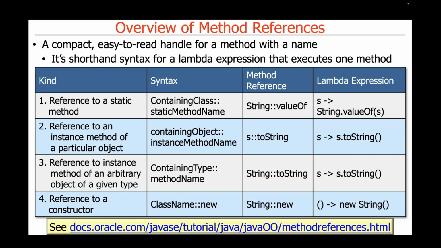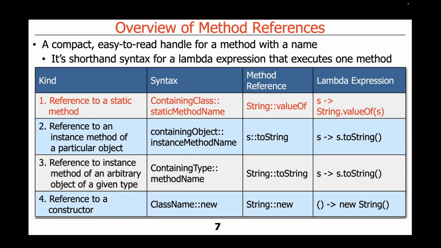So let's talk about the different types of method references. There's 4 kinds of method references. The first is a reference to a static method. So you're probably familiar with static methods in Java. They're very similar to static methods in C++. You have a containing class, and then you've got a static method name. And a good example might be the valueOf method for the String class, which is a static method. Now, here on the right-hand side is the lambda expression for using this, s arrow String.valueOf(s). But String::valueOf is the more concise way of being able to represent that method reference. A method reference is quite a bit like a pointer to member function in C++.